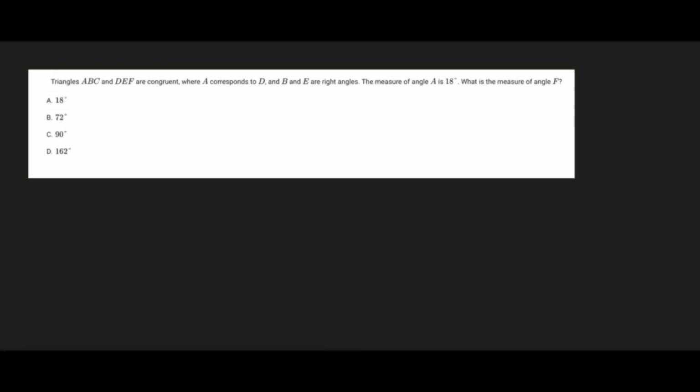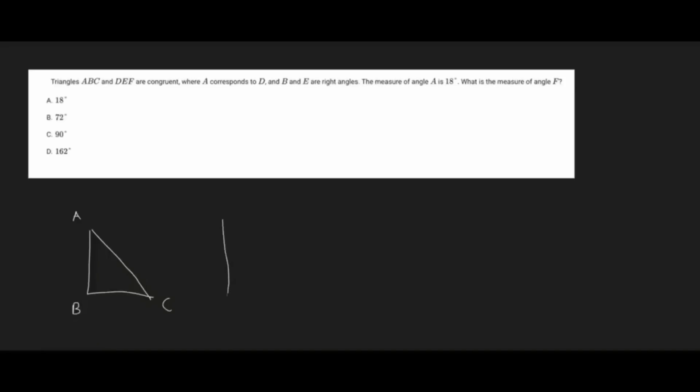Triangles A, B, C, and D, E, F are congruent, where A corresponds to D, and B and E are right angles. The measure of angle A is 18 degrees, whereas the measure of angle F... All right, so we know that these are right triangles, so let's just draw them out. So our first triangle, looks like B and E are the right angles, so I'll just put B here and A up top. And then call this one C.